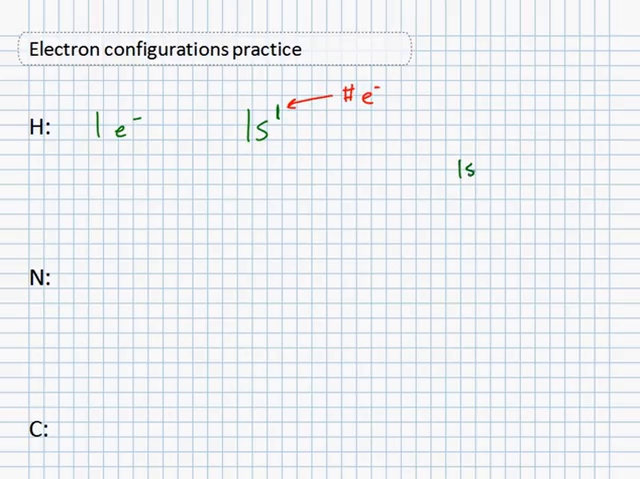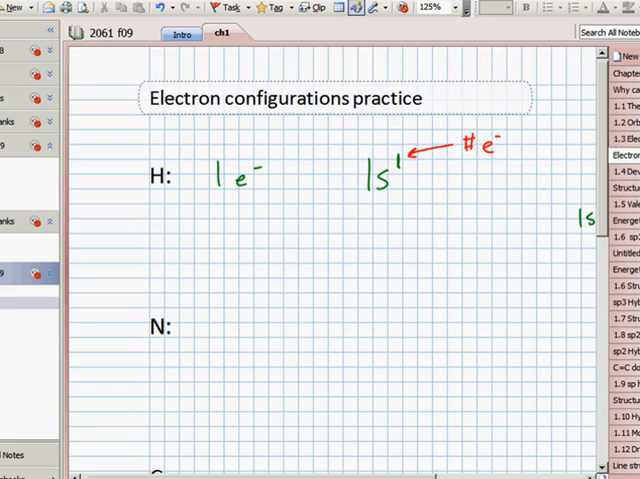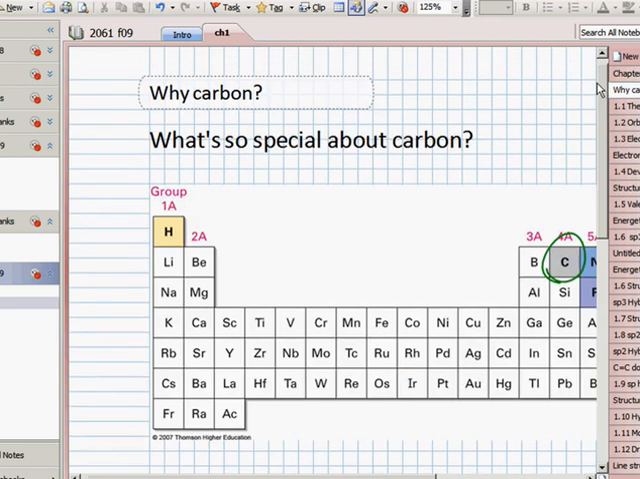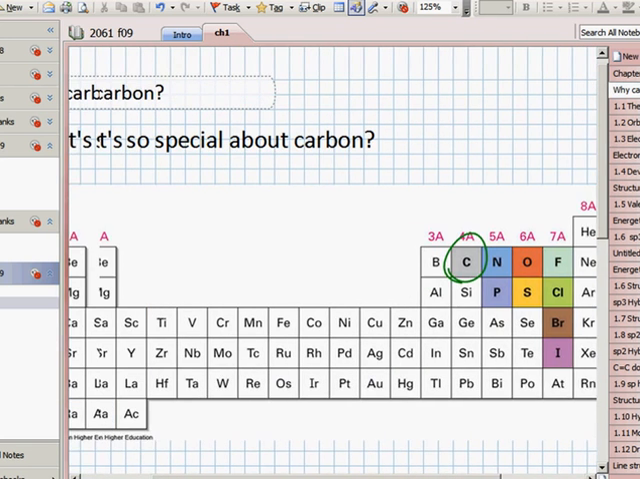Another way to draw that is to show some levels. Let's start with 1s down low and just draw a single up arrow next to it. That just shows 1 electron that's in 1s. Nitrogen, let's take a look at our periodic table. I had one a couple of pages ago. Just to refer you to nitrogen so you know where we're going.